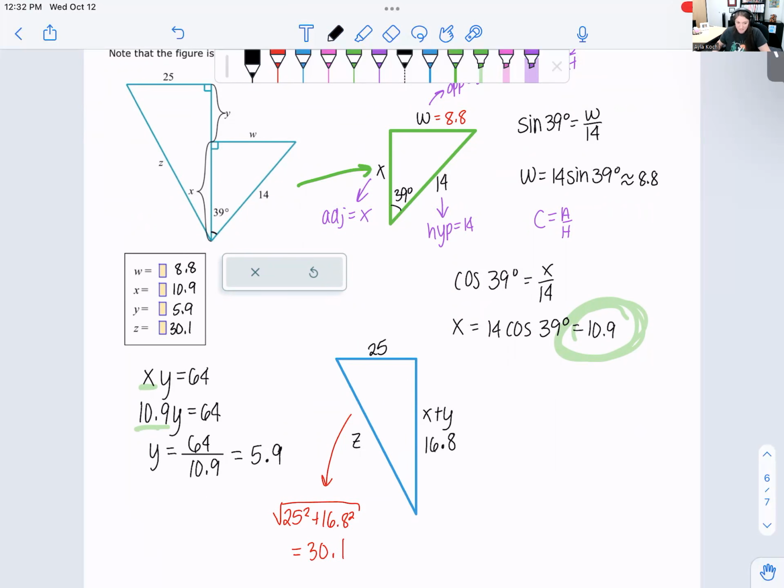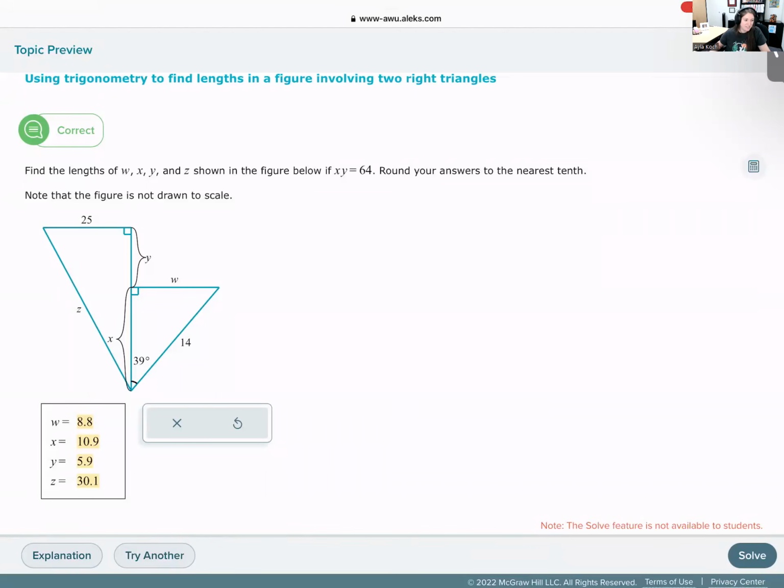Now, if I'm lucky, I'll be able to screen over and see if these are correct. I'm going to pause the recording for a moment. So I just plugged those in and they are correct. So no rounding errors or anything. So that's how that problem was done.